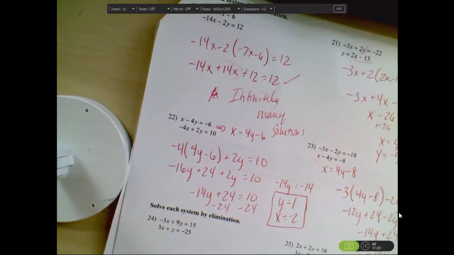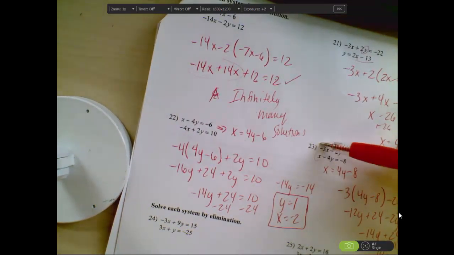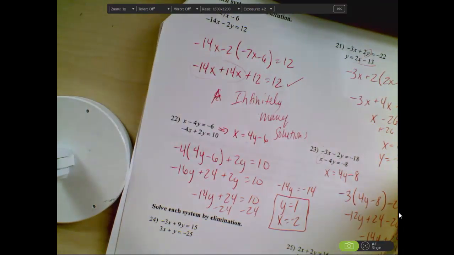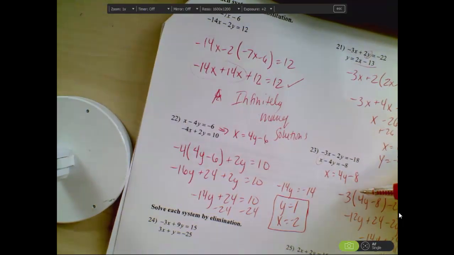Now that seems a little strange, so I want to check it. Yeah, that's not right. I did something wrong. 4 times 3 is definitely 12. It's negative 3. So where's my mistake?